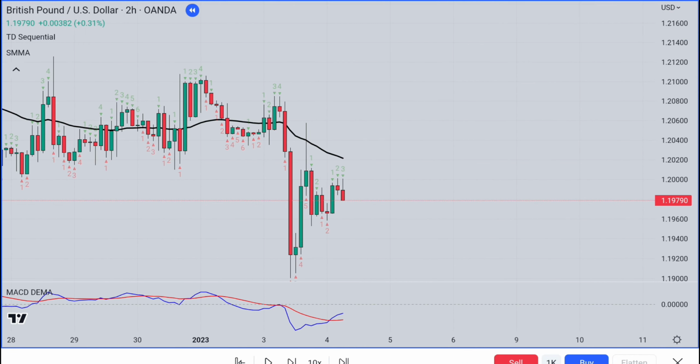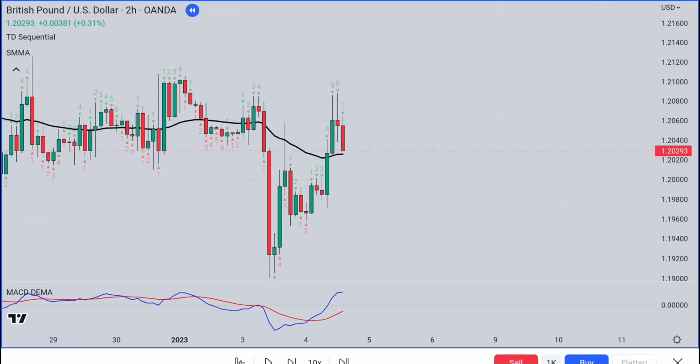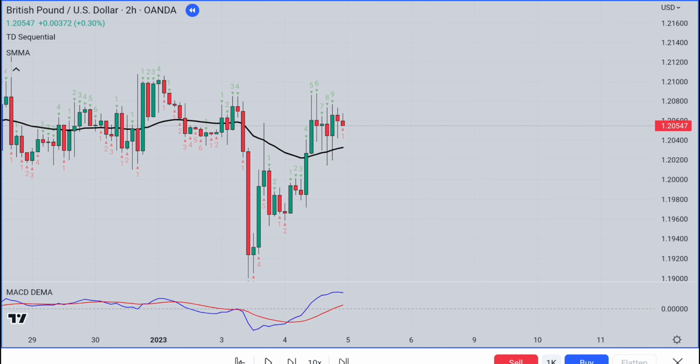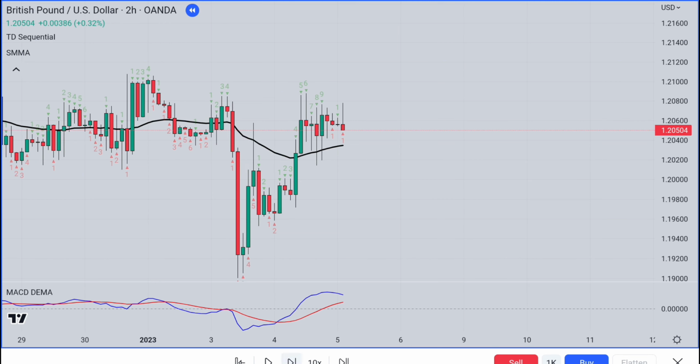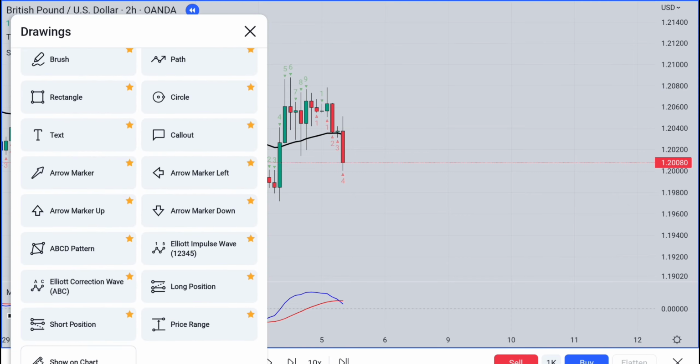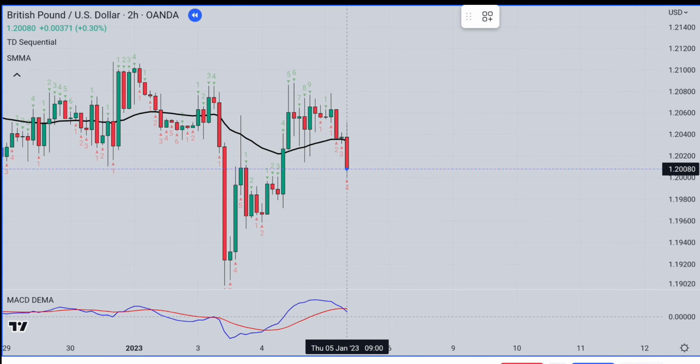Now let's look at two examples. First, let's learn about the short position. Basically, our rules are the same. We just reverse all the conditions. First, we must see a bullish trend with a green 9 number. Then, the blue line of the Dema indicator must cross the red line in a downward direction. The price must close below the SMMA line.